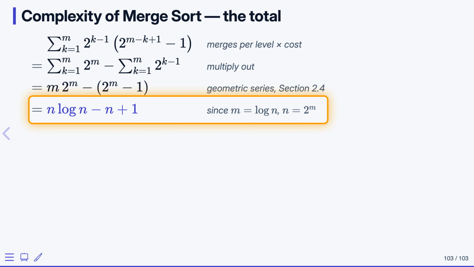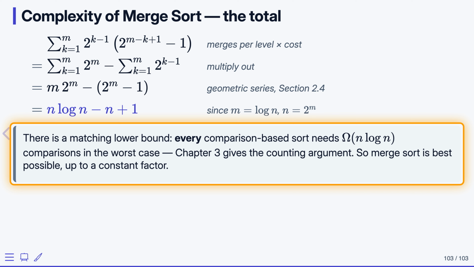Line 3. Now put m equal to log n, and 2 to the m equal to n, we get n log n, minus n plus 1. So merge sort uses big O of n log n comparisons. That is an upper bound.